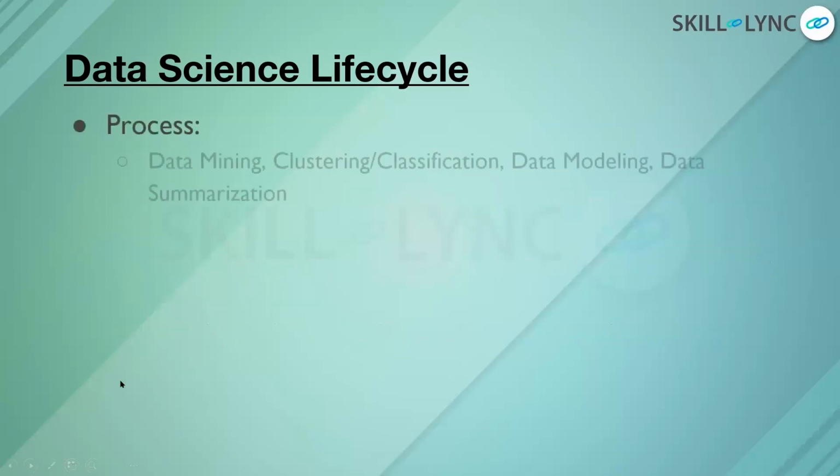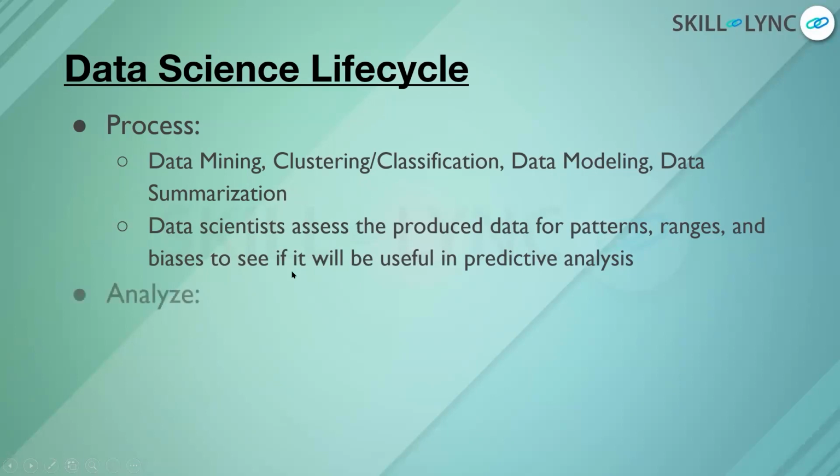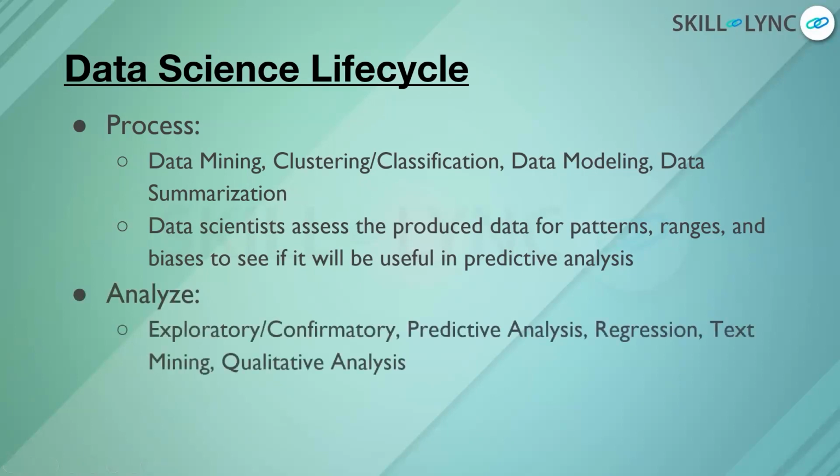Let's move to the process stage. In the process, we mine the data and get the useful information. We do clustering and classification. These are terms associated with statistics. Then we do data modeling, which is related to machine learning. And then we summarize our data. Data scientists assess the produced data for patterns, ranges, and biases to see if it will be useful in predictive analysis. So this processing happens here.